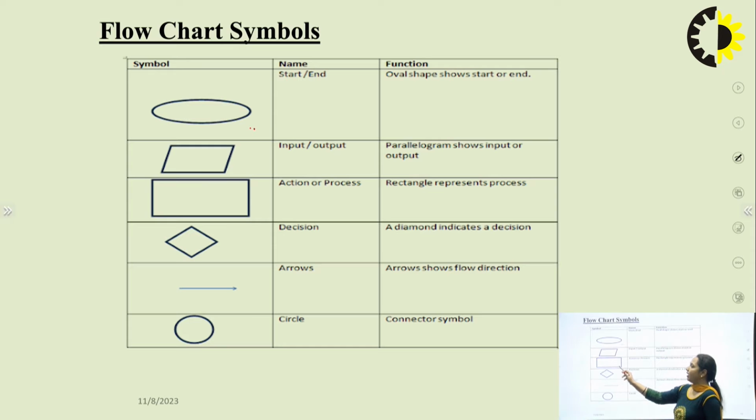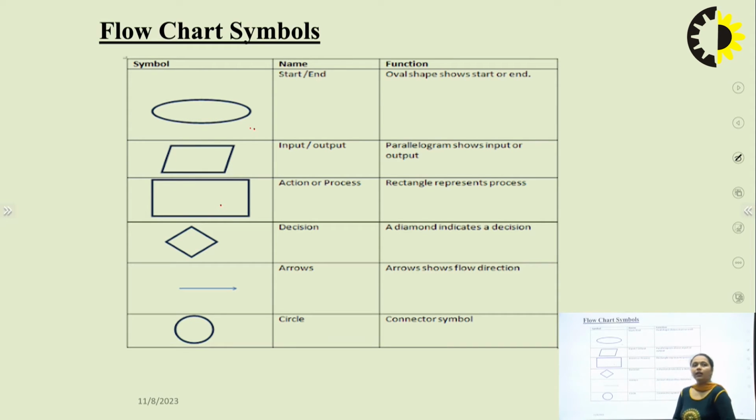Next, we have the rectangle. This rectangle represents the process part, that is the calculation. Whatever calculation we are implementing within the solution, within the algorithm, is written within the rectangle. So the rectangle will possess all the calculation part step by step.